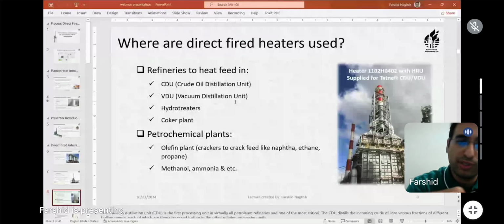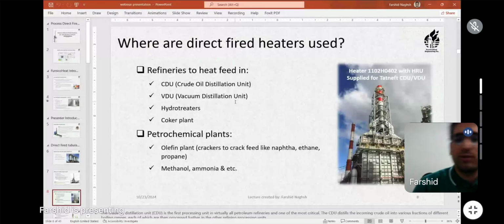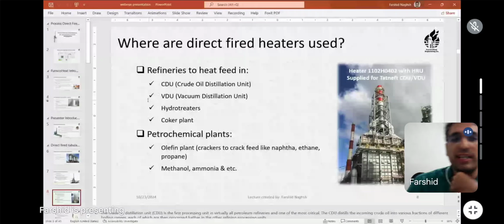coker plants. And also in petrochemical plants, we have reaction furnaces like olefin plant crackers, and steam reformers in methanol, ammonia, and some plants that produce hydrogen with the steam reforming method. So steam reforming and cracking are the major reaction furnaces.